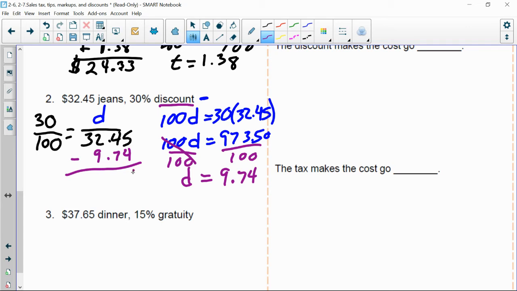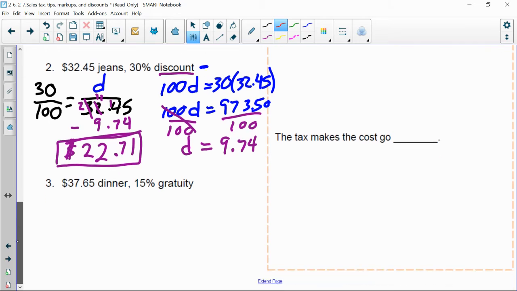And it's a 1. That becomes a 1, and that's 14.7. Can't take 9 away from 1, so I gotta do more borrowing. 11 minus 9 is 2, and you get a 2. So you save $9.74, and your total price for the jeans is $22.71.